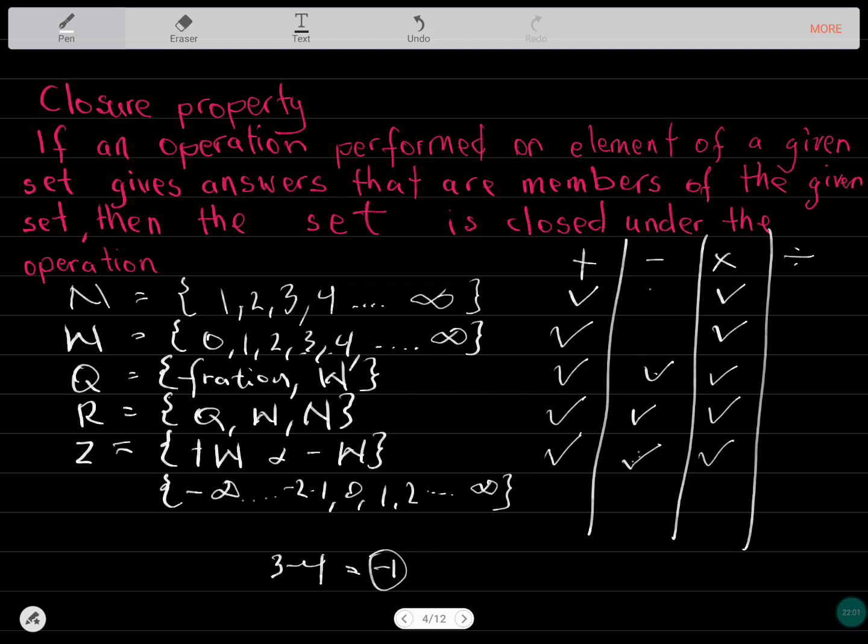But for division, if the set doesn't contain 0, then it cannot be closed under.